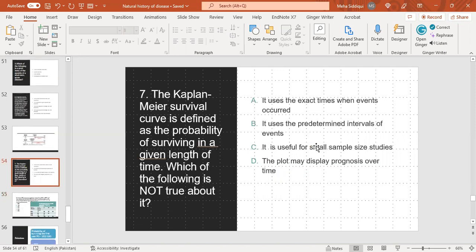MCQ number 7. The Kaplan-Meier survival curve is defined as the probability of surviving in a given length of time. Which of the following is not true about it? It uses the exact time when events occur. It uses predetermined intervals of events. It is useful for small sample size studies. The plot may display prognosis over time. B is the right option because the life table uses the predetermined intervals. Yes, B is the right option.